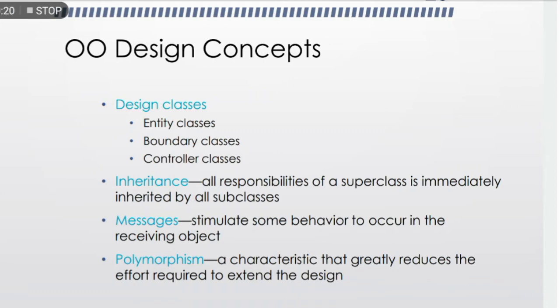So object oriented design concept basically consists of the objects, through which you are going to access the elements of your class, or through these objects you are going to implement the methods of your class. So there are three different types of classes, such as the entity classes, boundary classes, and the control classes.